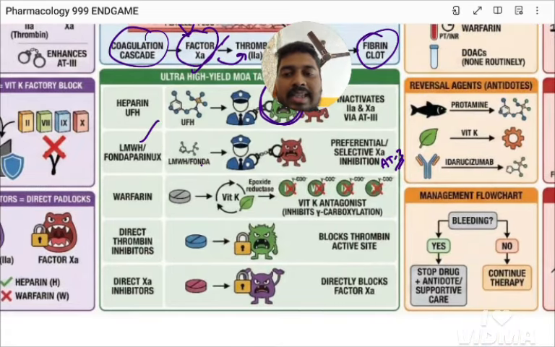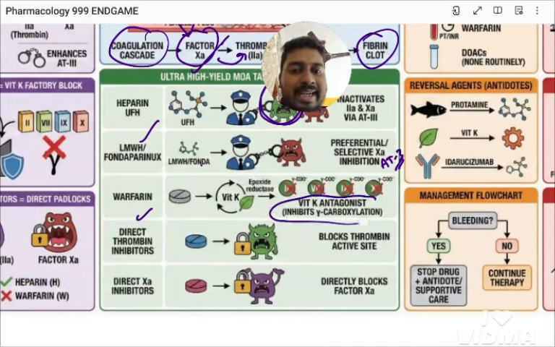Now next, warfarin. Warfarin action is entirely different. Warfarin inhibits vitamin K epoxide reductase. So it is basically going against vitamin K. So it is a vitamin K antagonist. So yes, you have guessed it right. Now what will be the antidote for warfarin? It will be vitamin K.